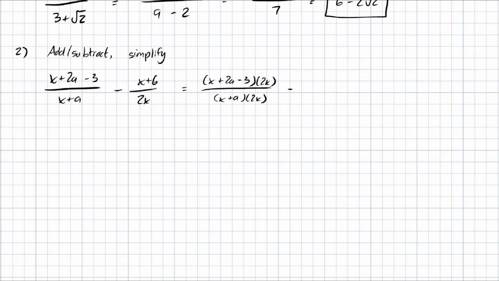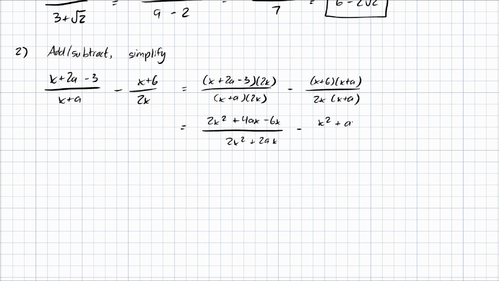On the other side, we'll have x plus 6 times x plus a and 2x times x plus a. The left fraction, the numerator simplifies to 2x squared plus 4ax minus 6x over 2x squared plus 2ax. And the right side, we have x squared plus ax plus 6x plus 6a, all of that over 2x squared plus 2ax.